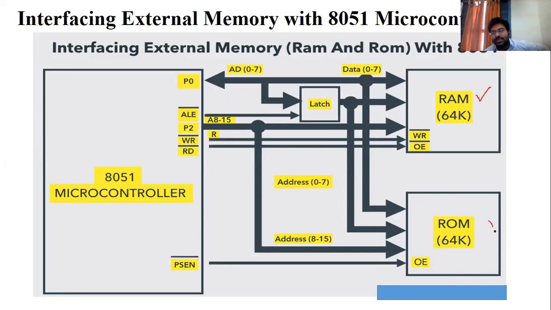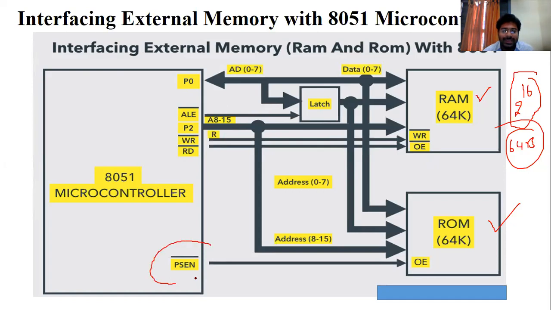At the same time, 64 KB of ROM is also connected. RAM is 64 KB and ROM is also 64 KB, which is 2 power 16 address lines, that is 64 KB. This is the basic structure for interfacing external memory to the 8051 microcontroller. For interfacing these two, you are using the PSEN pin, remember, and at the same time the EA bar pin.